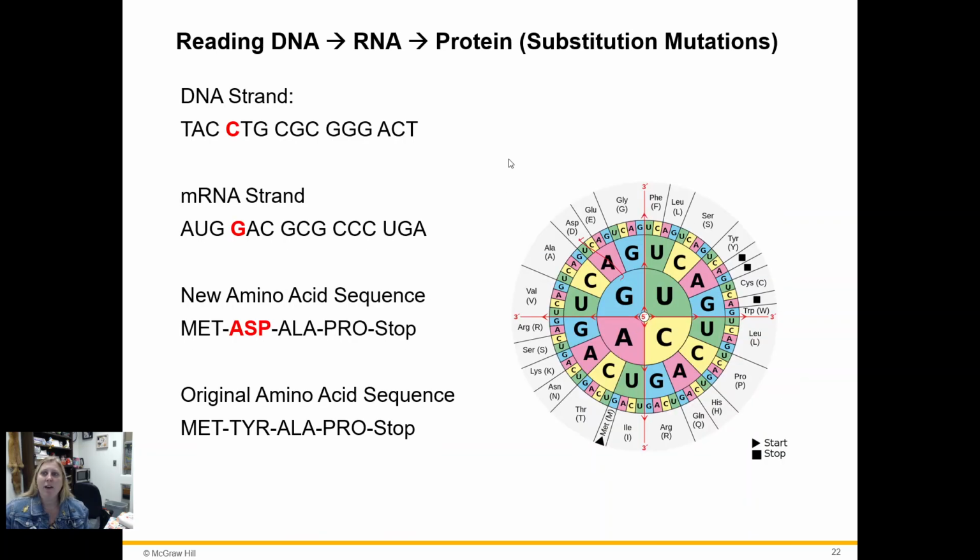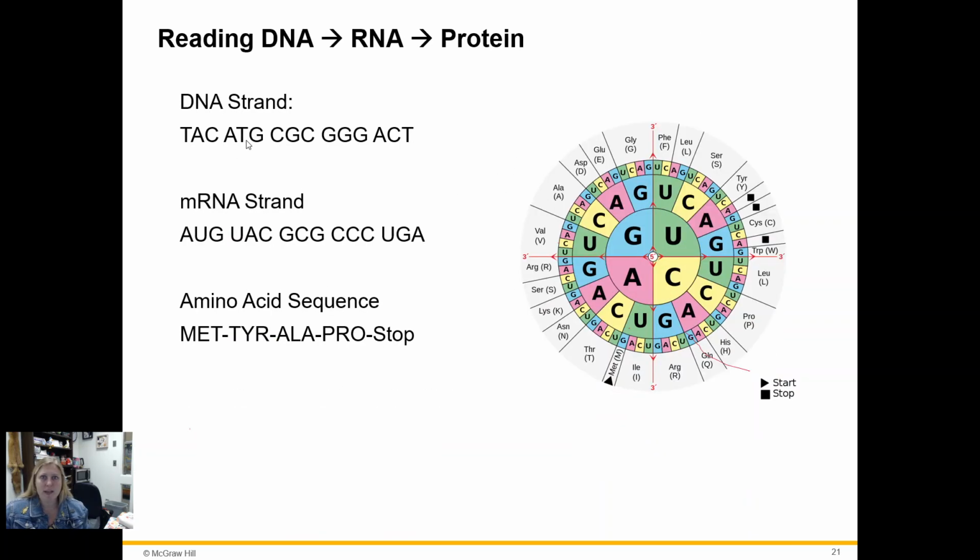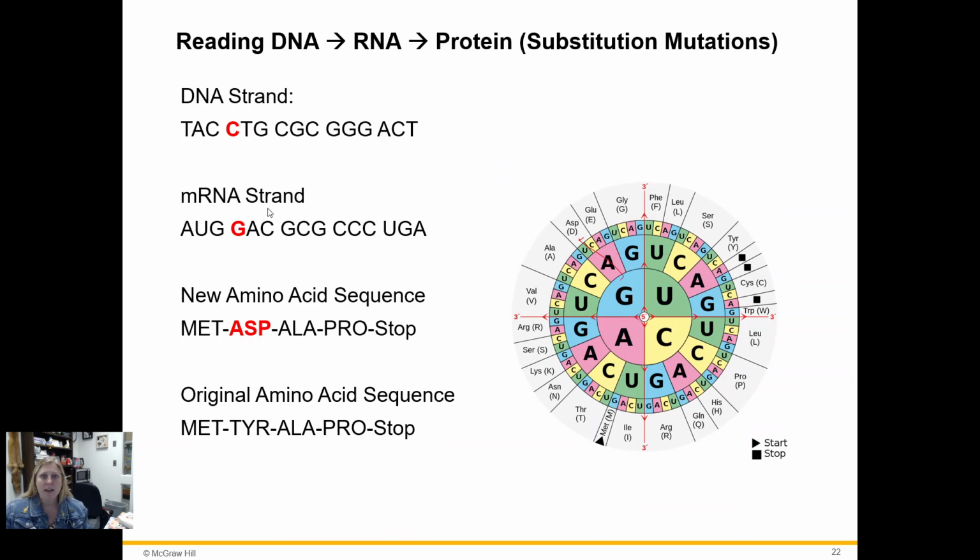Now, if I change something, so if I go from ATG to CTG, that changes my mRNA to GAC, and it actually changes my amino acid sequence from tyrosine, TYR, to aspartame. That could change the entire functionality of that protein. It might not. A lot of these amino acids are similar, so it might not change it. Like if I were saying the word meat, MEET, or the word meat, MEAT, if I were just saying it and I didn't put it in context, it doesn't really change it. That's the kind of thing here, okay?